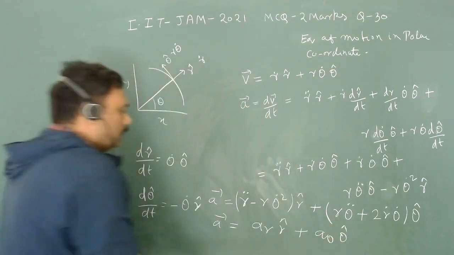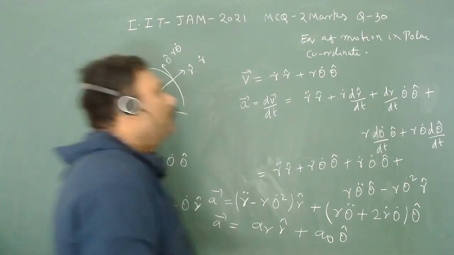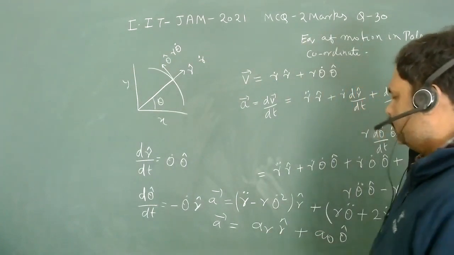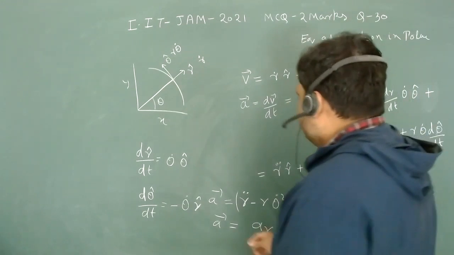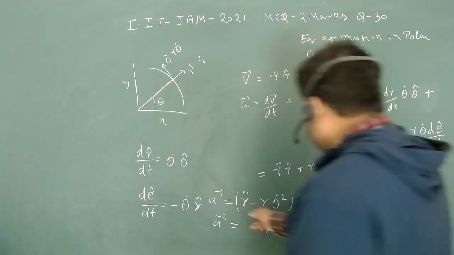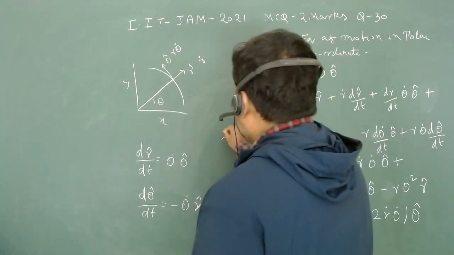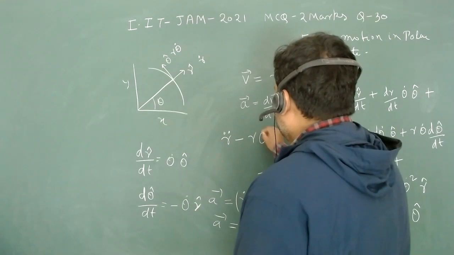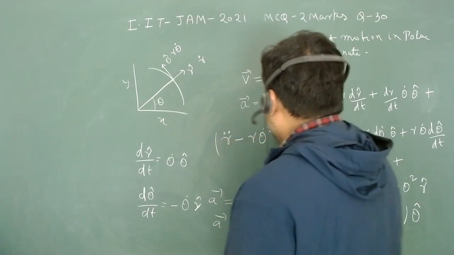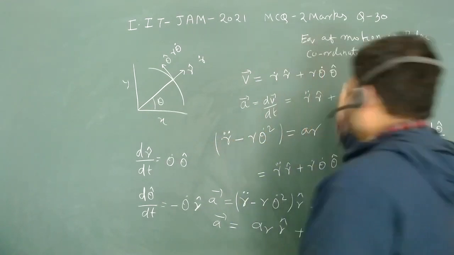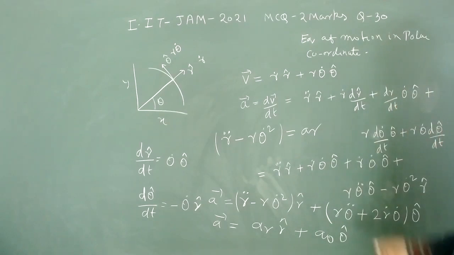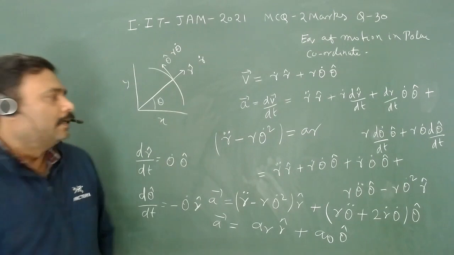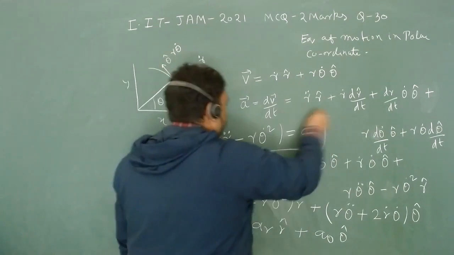So in the examination we have to find the value of the radial part of acceleration. So when we calculate the radial part of acceleration, this is the value: r double dot minus r theta dot square, and this is nothing but a r. And this is very interesting. So this is the final answer for the problem.